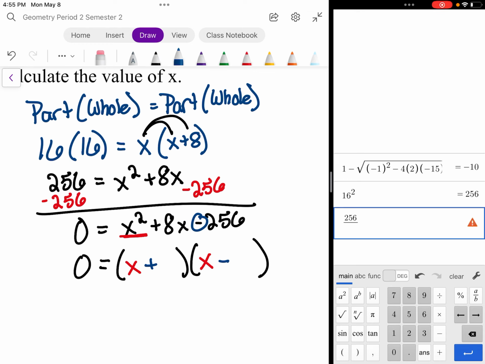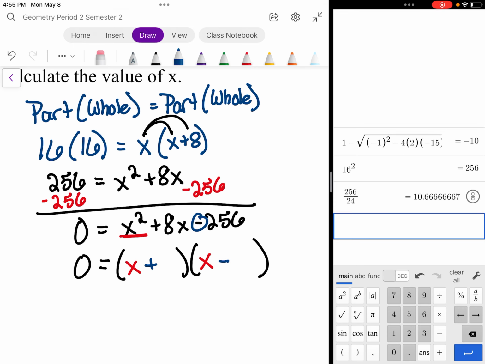You know what? I can't think of it right now, so I'm just going to use the quadratic formula.